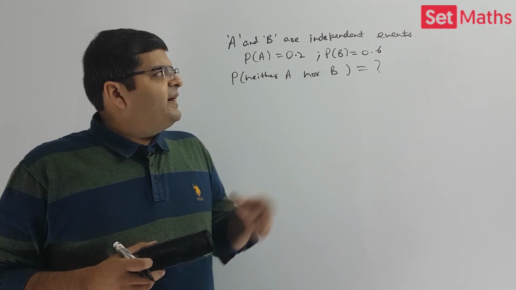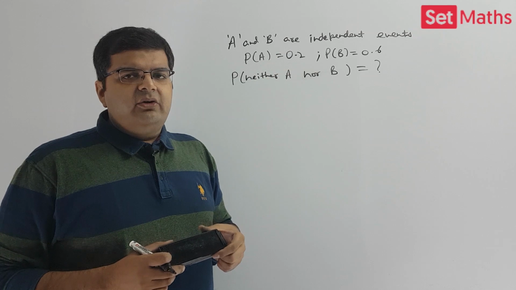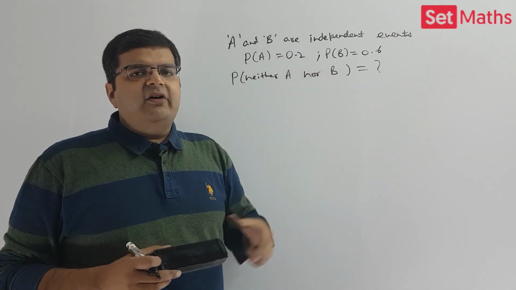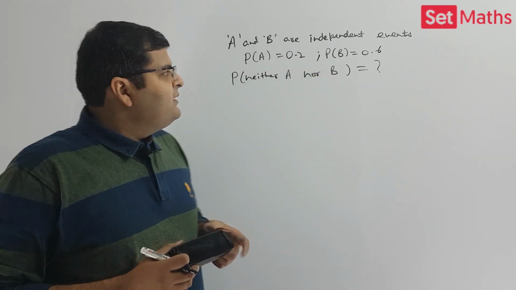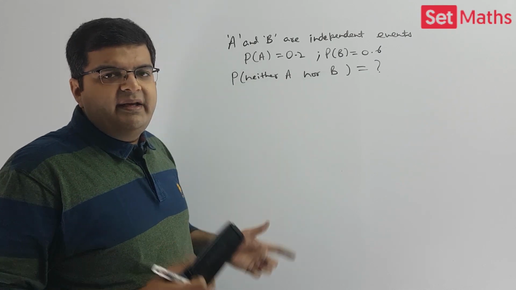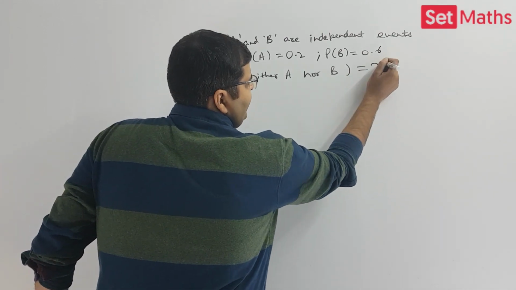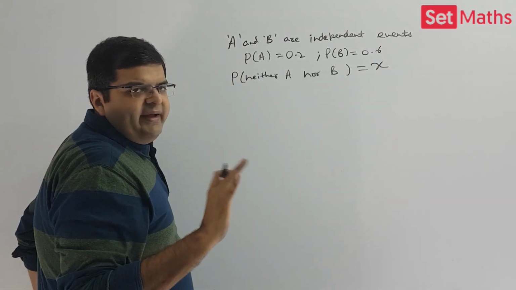Okay, so the question says that A and B are two independent events. Probability of A is given to be 0.2. Probability of B is given to be 0.6. We need to find the probability of neither event A nor event B happening. Let that be equal to X. So we need to find the value of X.